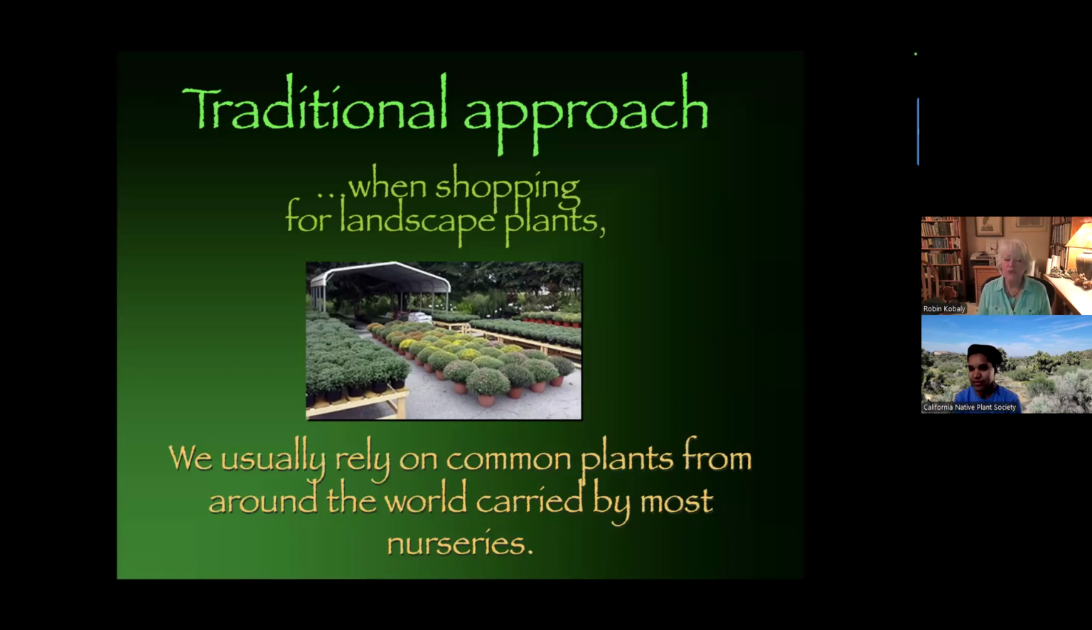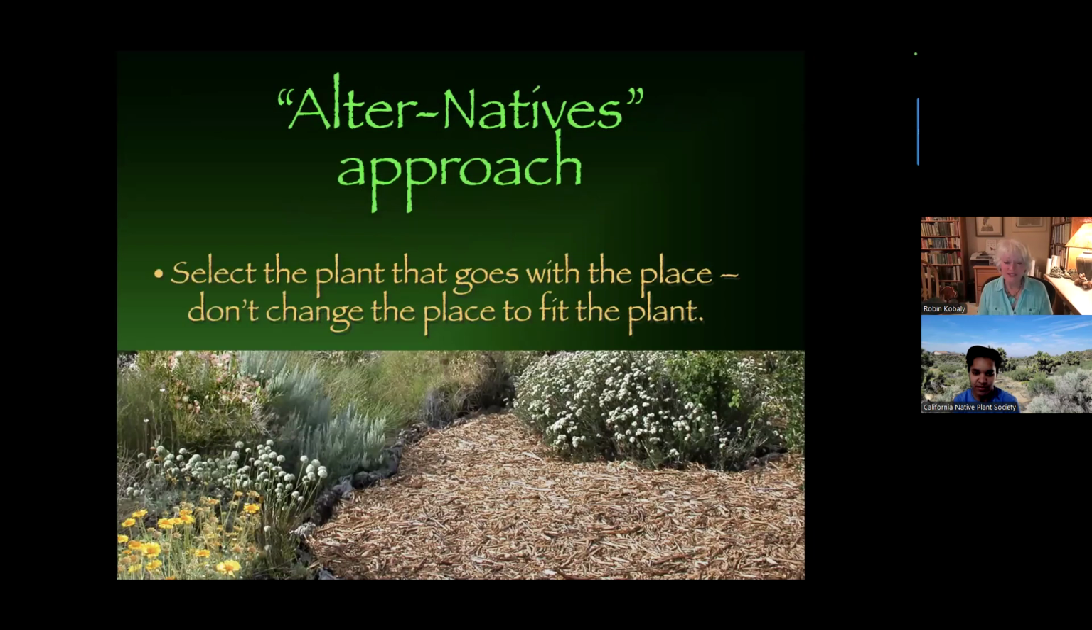So, the traditional approach, when we go out to a nursery and we're going to shop for landscape plants, we usually just walk in and you go to the big box stores and they only have certain things to pick from. And so we pick from those. And they're generally plants that could be carried around the whole country, maybe even around the world. So I'm proposing the alternatives approach where you actually select the plant that goes with the place that you're going to plant it. And we're not going to try to change the place to fit the plant. We're going to pick the plant that is right for the place you already have.